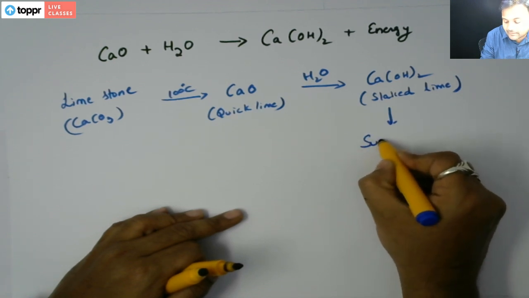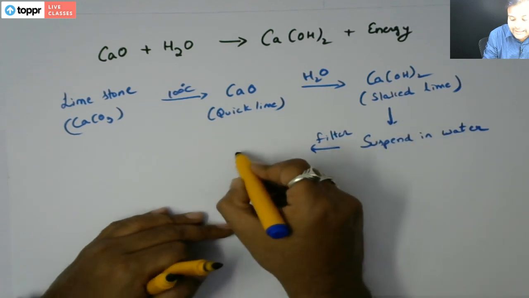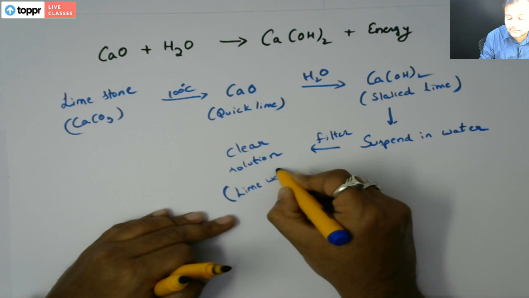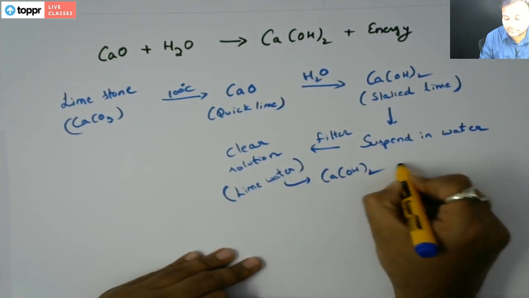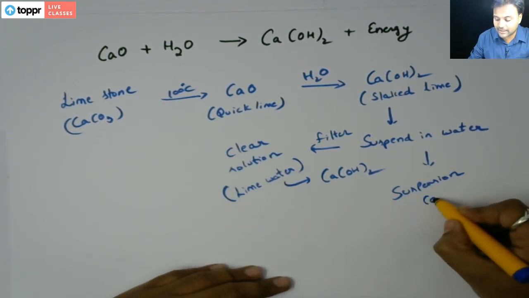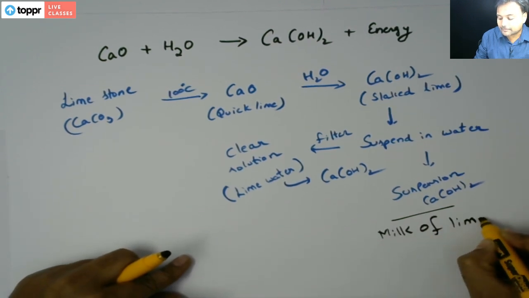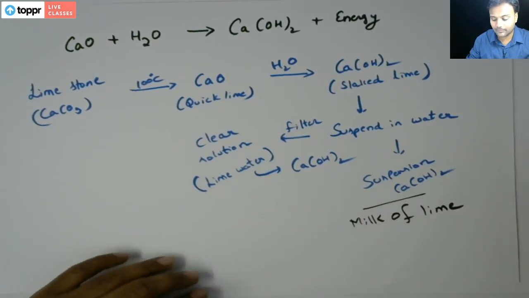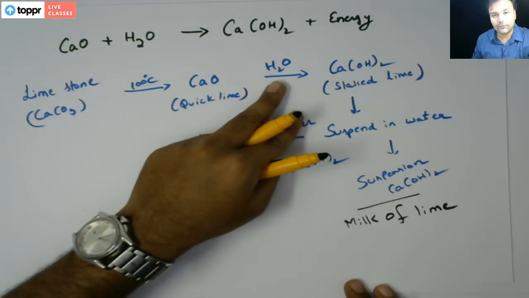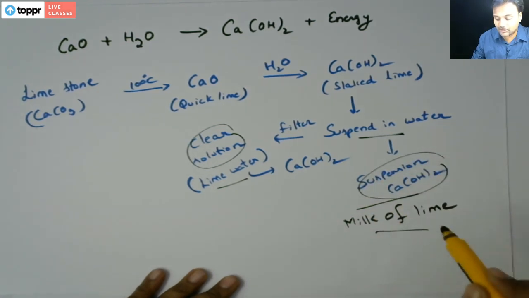Slaked lime can be suspended in water, and once you filter it out, you get a clear solution. The clear solution of calcium hydroxide we call lime water. Again, this is calcium hydroxide, don't confuse. If you have the suspension, that same suspension of calcium hydroxide, we call milk of lime. So limestone is calcium carbonate, which upon heating forms calcium oxide. When treated with water, it forms calcium hydroxide. When suspended in water and filtered out, the clear solution is called lime water, whereas the suspended solution is called milk of lime.